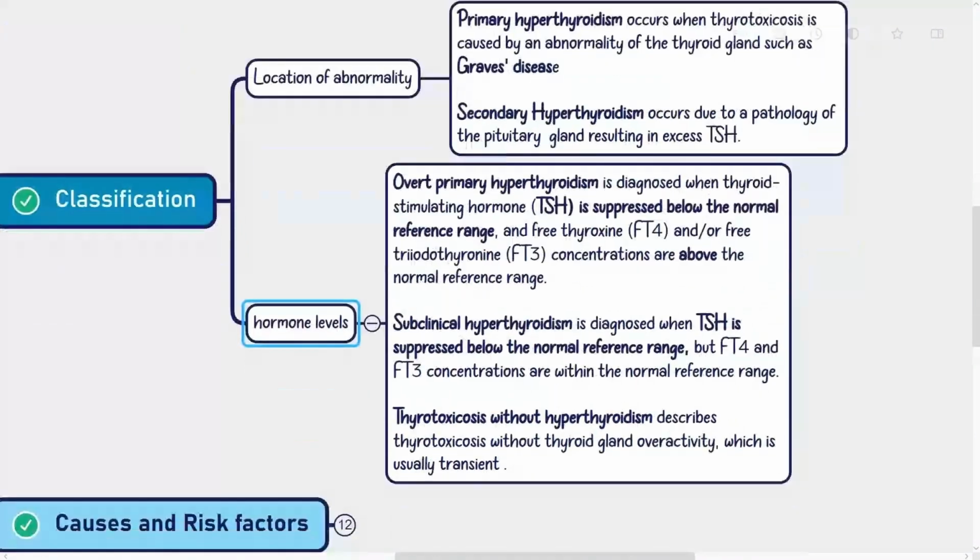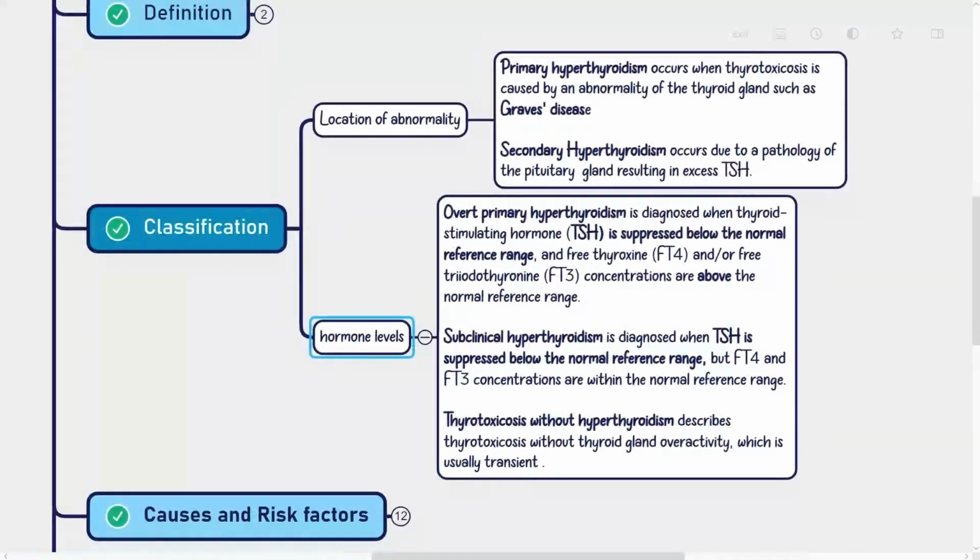Classification via hormone levels. Overt primary hyperthyroidism is diagnosed when TSH is suppressed below the normal reference range, and FT4 and/or FT3 concentrations are above the normal reference range. Subclinical hyperthyroidism is diagnosed when TSH is suppressed below the normal reference range, but FT4 and FT3 concentrations are within the normal reference range. Thyrotoxicosis without hyperthyroidism describes thyrotoxicosis without thyroid gland overactivity, which is usually transient.